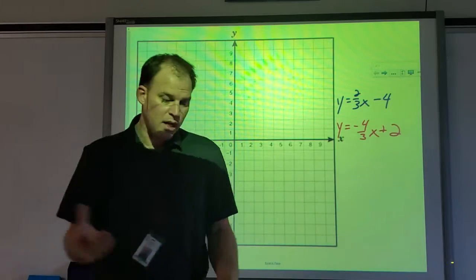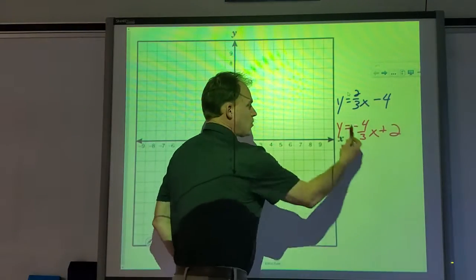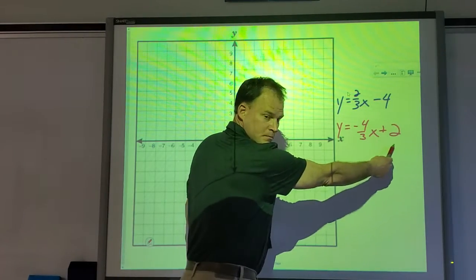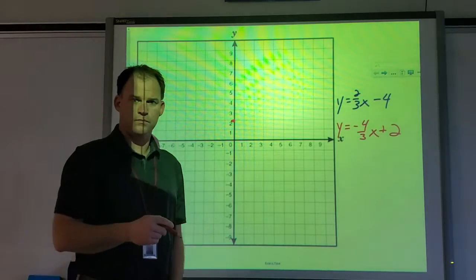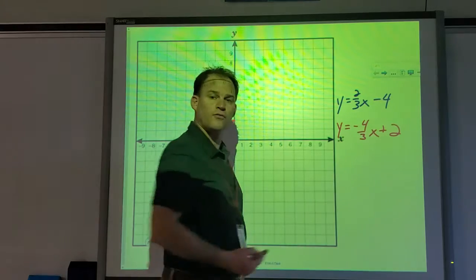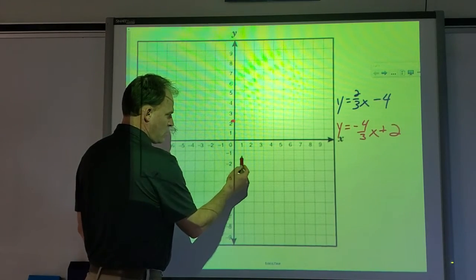Two lines, and we're going to graph those lines. Hopefully you remember how to graph a line. I'll graph this second one first. What is the y-intercept here? Positive 2. So I'm going to put a dot on positive 2. What is the slope? Negative 4/3. So I'm going down 4, right 3.